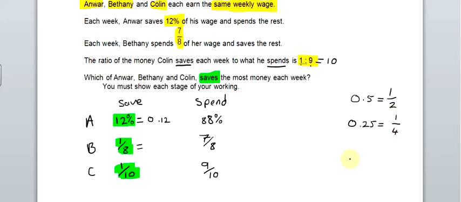And it's a real shame that your primary school teachers didn't teach you this, because this one's very handy when it comes to your GCSE. 0.125, so that's 0.125, worth remembering that one. And 1/10 is 0.1. So now you can see very easily the person who saves the most is Bethany, because 0.125 is the most.